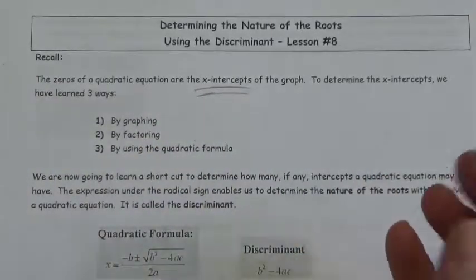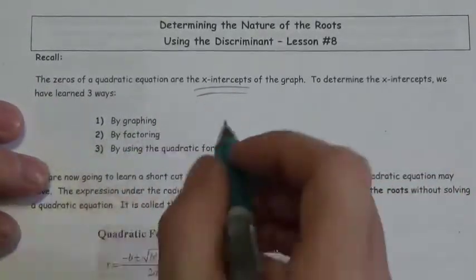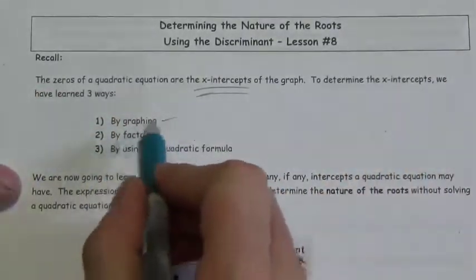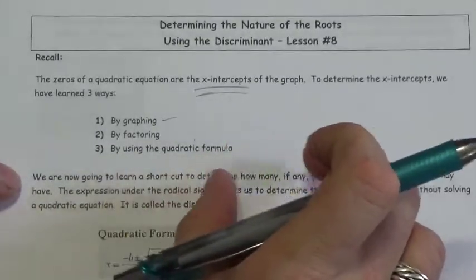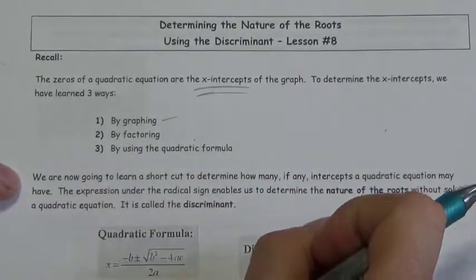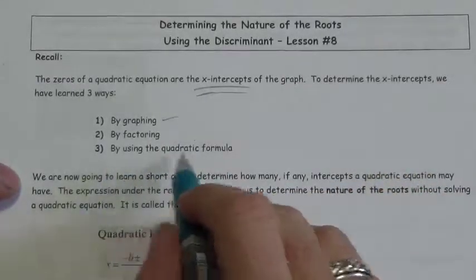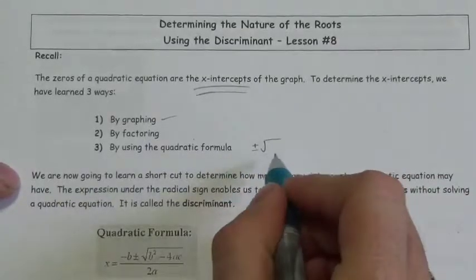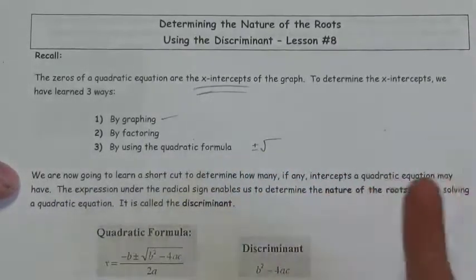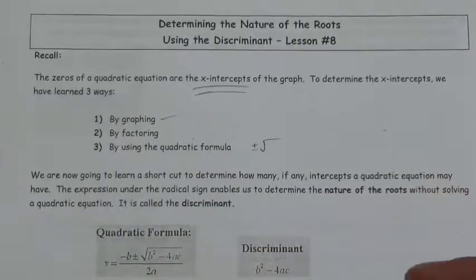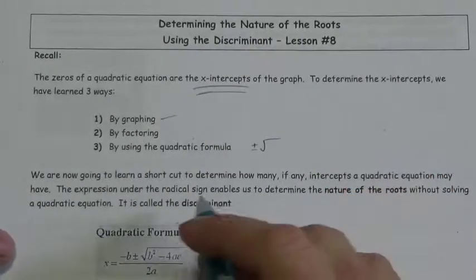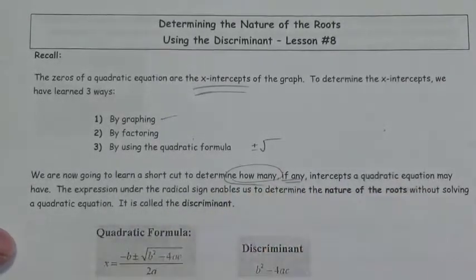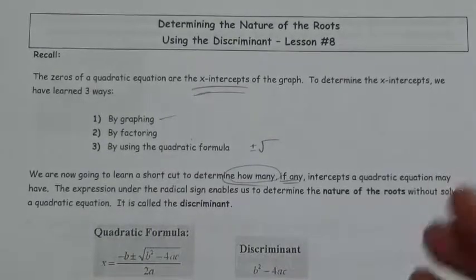of the graph. Now, to determine the x-intercepts, and we've done this before, you could do that by graphing. Okay, use your calculator, find the two x-intercepts, boom, you're done. You could do it by factoring. Once it's in factored form, remember each factor is going to identify a possible x-intercept. And then by using the quadratic formula, and we saw how that works to find both of them because you had the plus or minus the square root, and it was that plus or minus that gave us the two x-intercepts. Now, what we're going to do here is we're going to see if we can figure out a shortcut to determine how many, if any, x-intercepts the quadratic function might have.